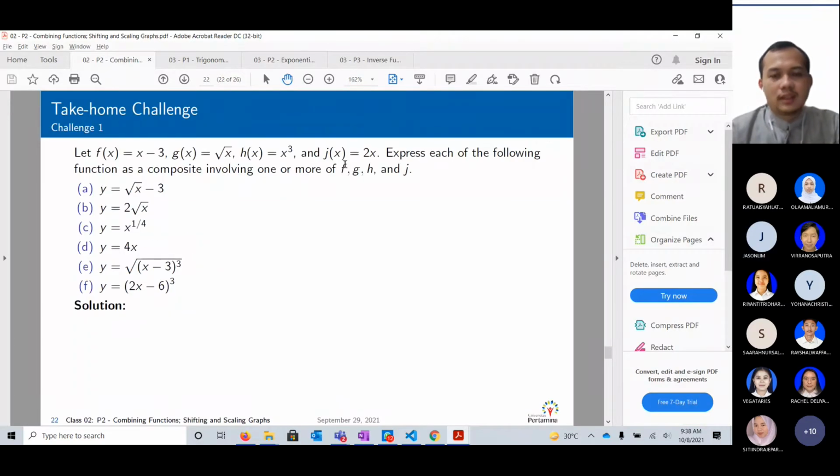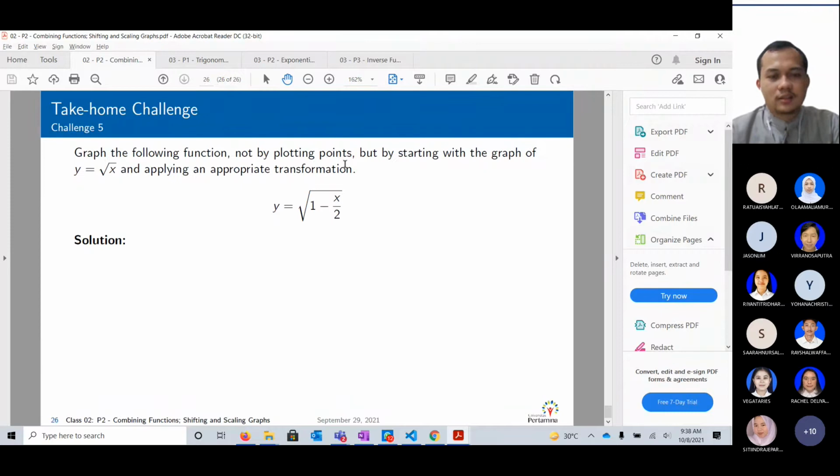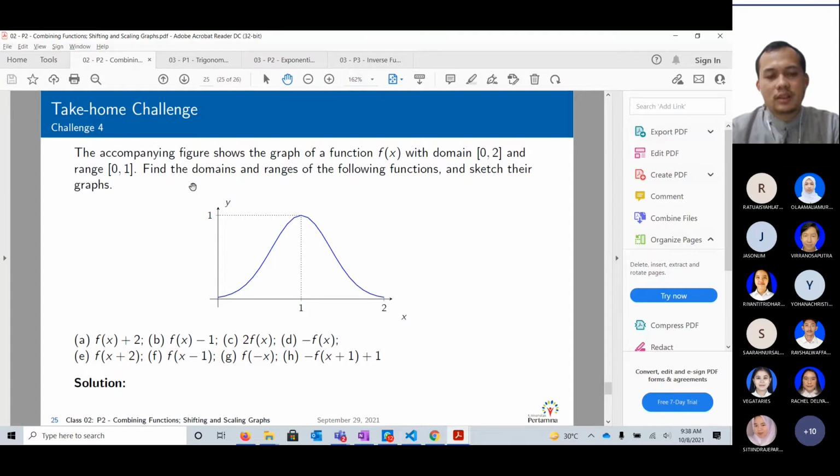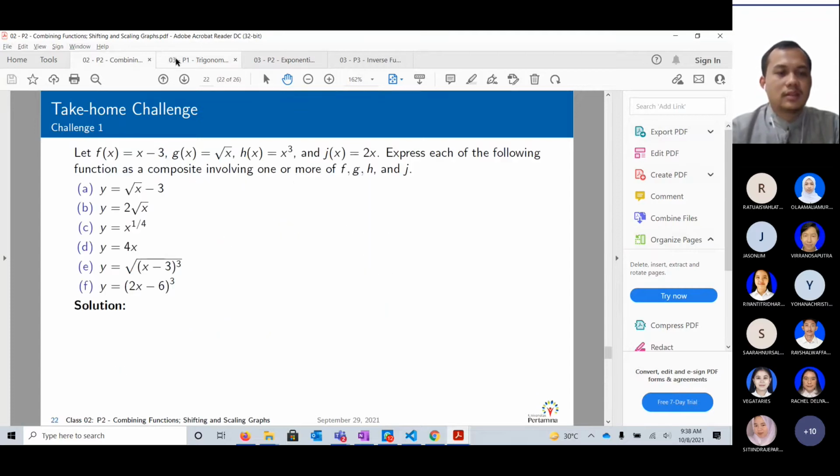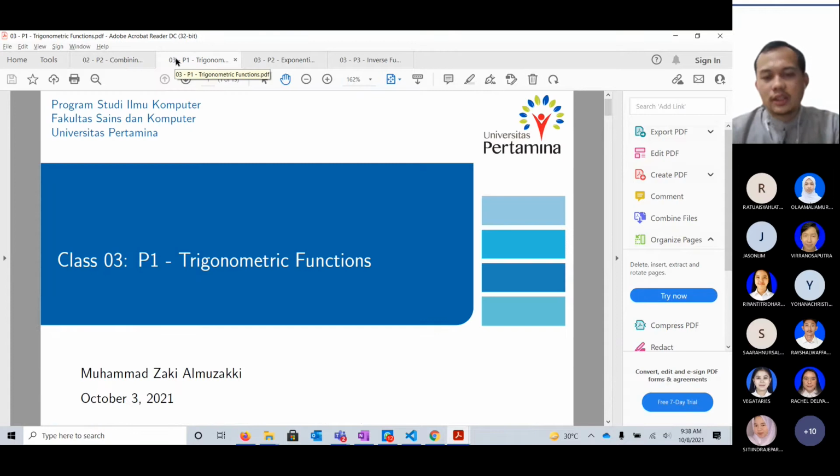We have many take-home challenges. Oh, sorry, 5 that you can do at home. Please make sure to try these challenges. Now we go to the next material, which is trigonometric function.